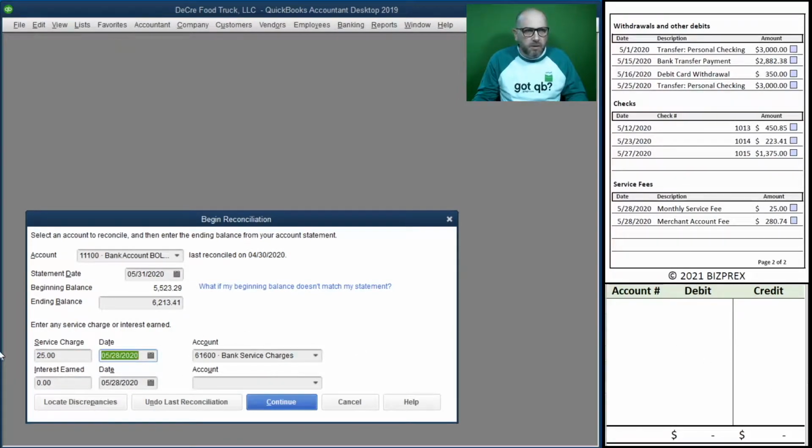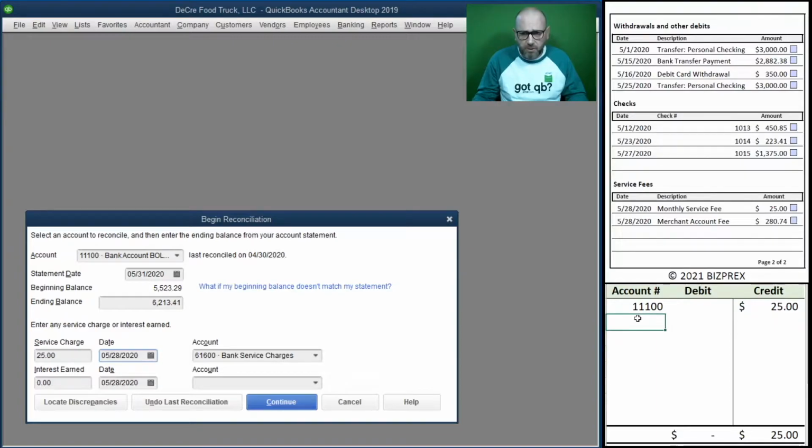Okay. Again, once we click continue, we will book an accounting transaction. So let's make sure we understand that accounting transaction. What's happening here? Service charge. We're paying a service charge to our bank. What does it do to our bank account? Our bank account goes down. And we know that assets go down when they're credited.